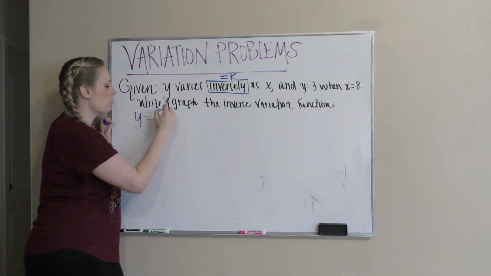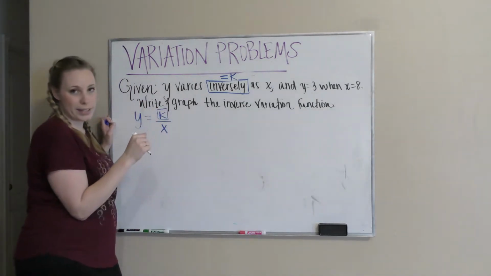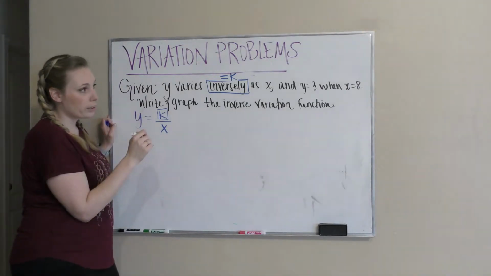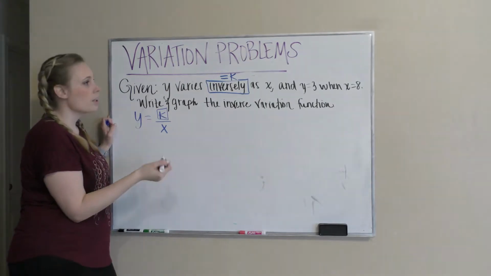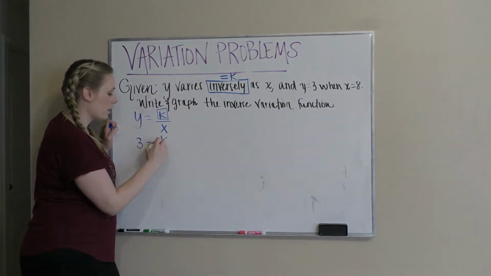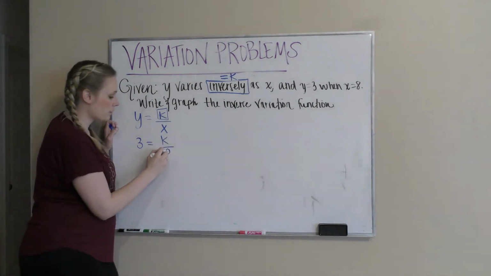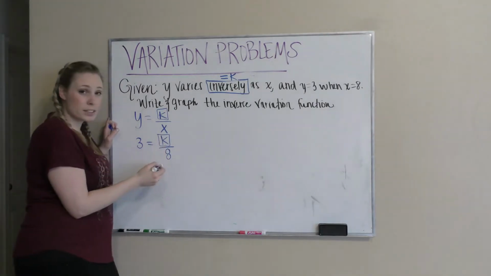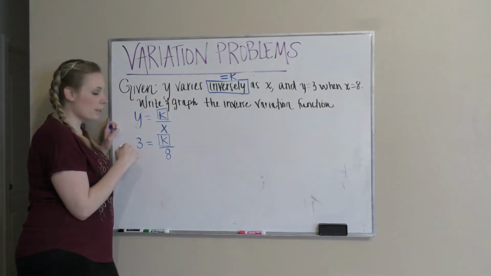And so we're going to solve for this guy. And we know one set of values that works in this equation. When y is 3, x is 8. And so that means that I'm going to have 3 equals k over 8. How do you get k by itself? We have 8 in the denominator.